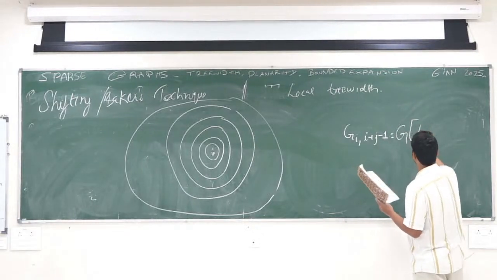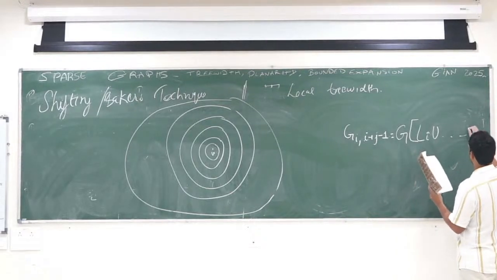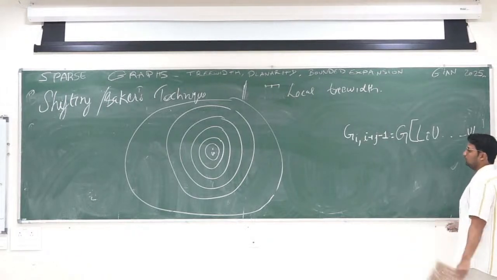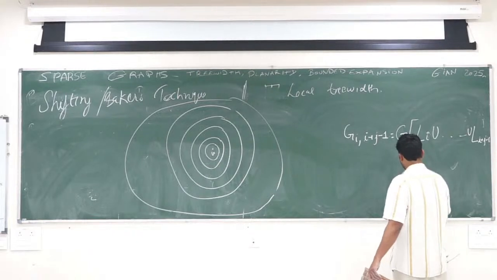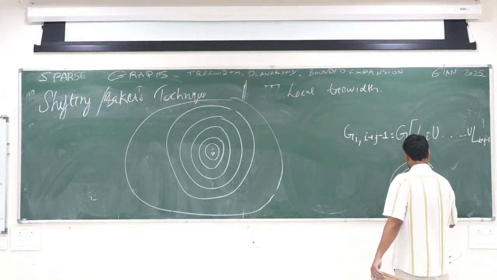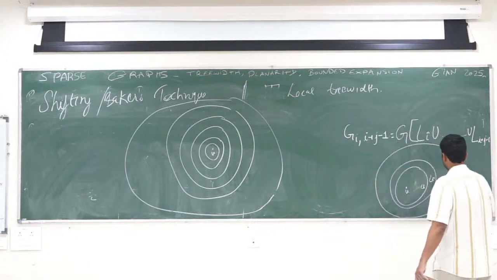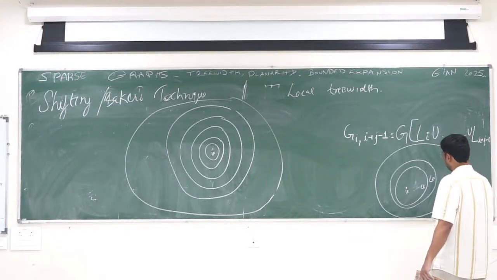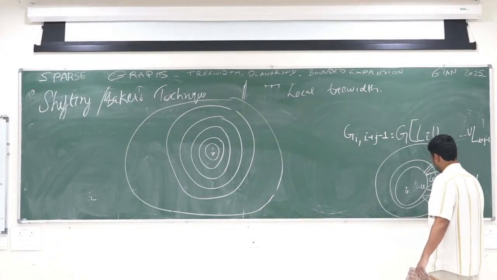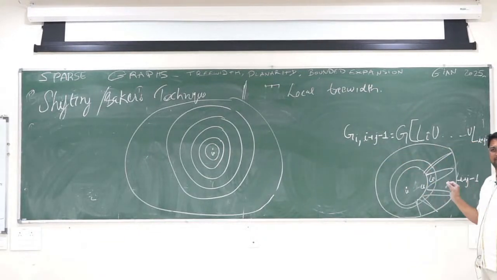by layers Li through Li plus j minus 1. So, this is your V, this is your Li plus 1, and so on, Li plus j minus 1. So your subgraph induced here is called G_i plus j minus 1. Is it clear?